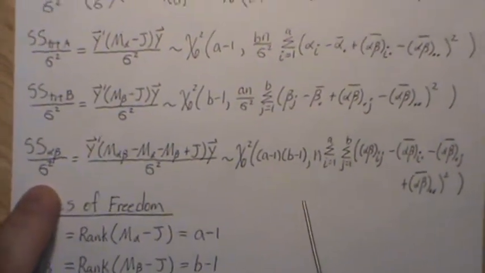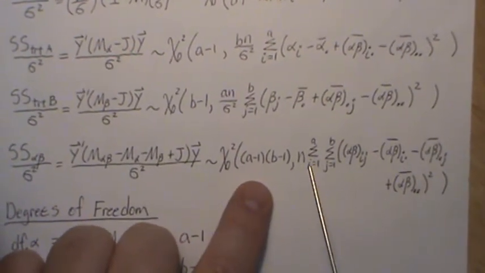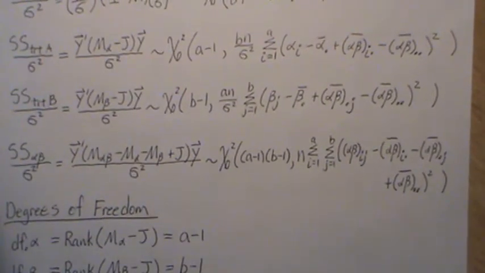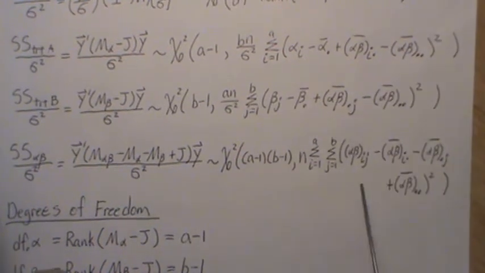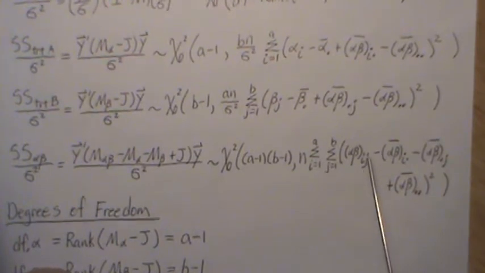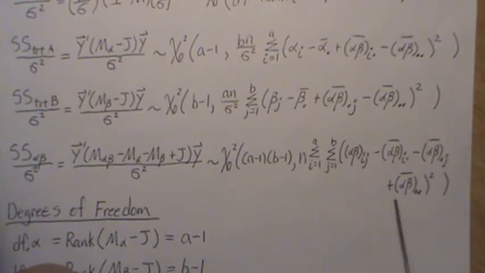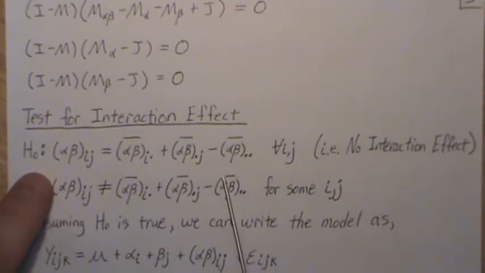So here's the sum of squares error and the distribution associated with it. Now we want this non-centrality parameter to be 0, and that's what all these tests do. The null hypothesis is that this non-centrality parameter is 0, and then the test statistic ends up being a central F random variable, and we make a test. So the null hypothesis is that this is 0. So this term, the alpha beta ij term, minus minus plus, is all 0. And so this is what we put in the null hypothesis.